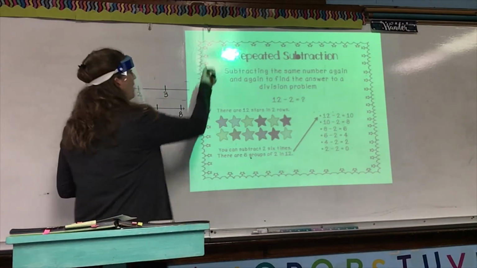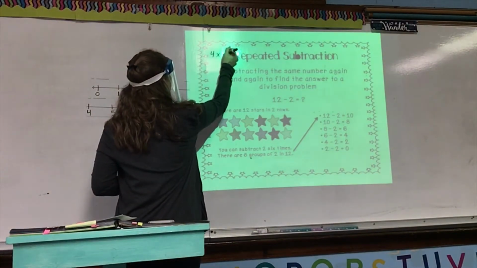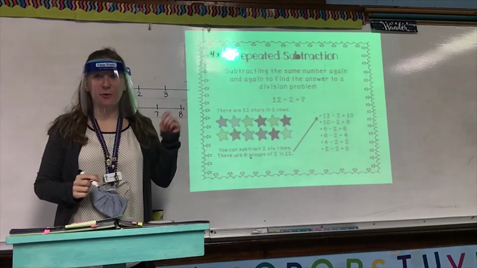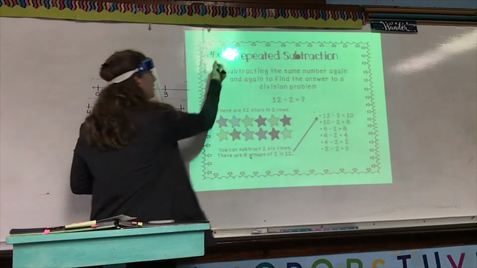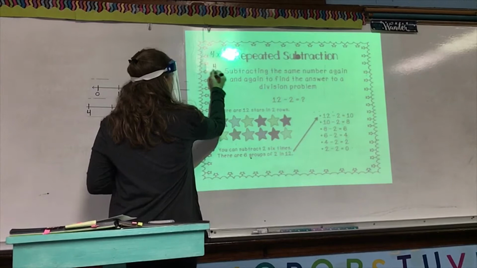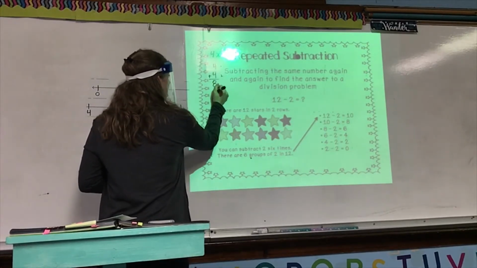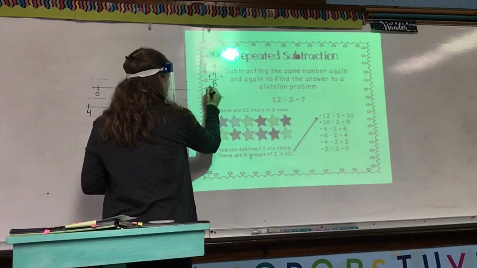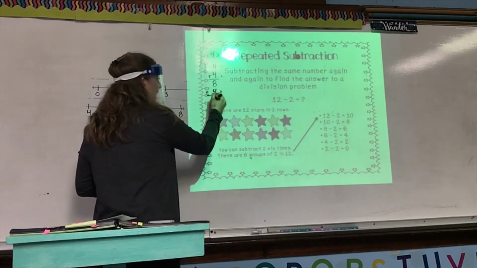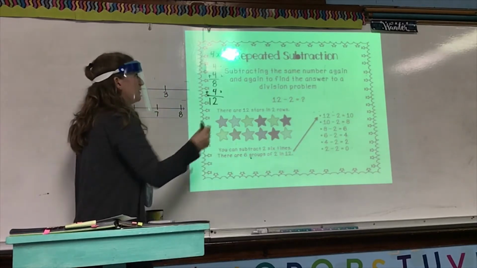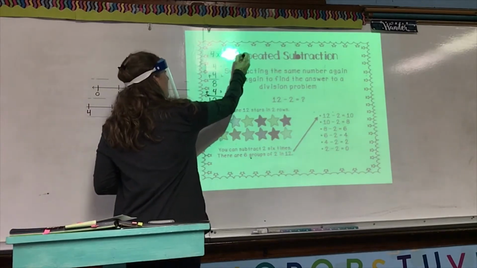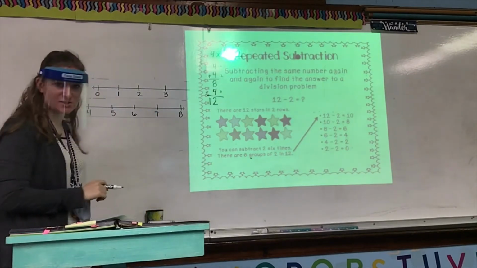If I have 4 times 3, I would take 4 and add it 3 times. 4 plus 4 is 8. That's 1, 2. I'm going to add 4 one more time because I need to add it 3 times. 8 plus 4 is 12. That means 4 times 3 is 12.